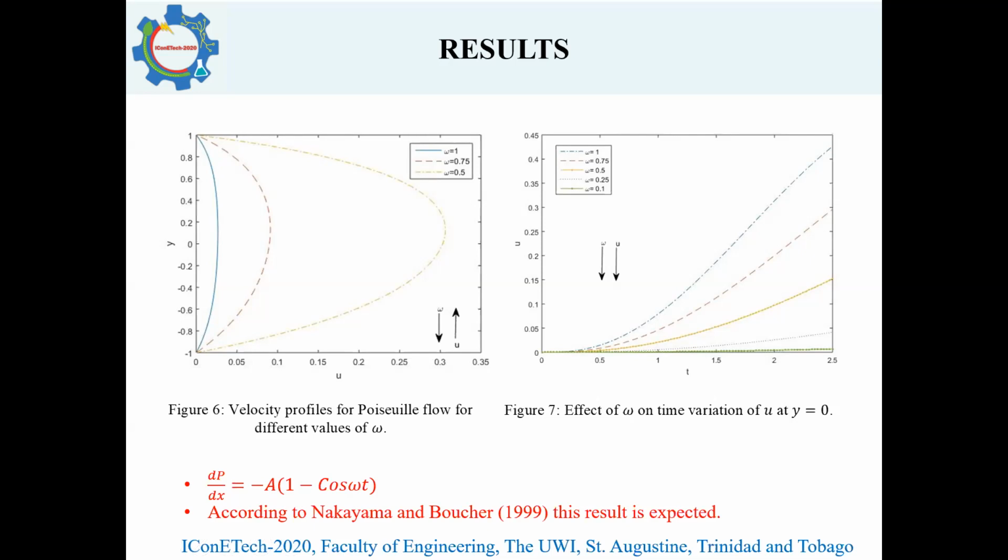Figure 7 shows the effect of frequency of oscillation on time variation. It shows that as the frequency of oscillation decreases, the velocity also decreases. This is because at a lower frequency, fluid flow slows down. This is according to notes by Nakayama and Boucher.